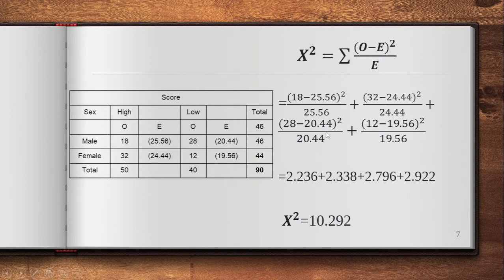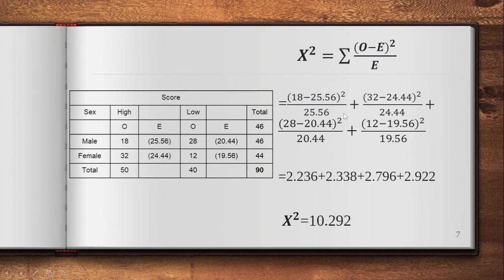Ito po yung male. 32 minus 24, ito po siya, 24.44 squared all over 24.44 plus 28 minus 20.44 is to 2 all over 20.44 plus 12 minus 19.56 squared all over 19.56. So 18 minus 25.56 squared all over 25 is equal to 2.236 plus ito po, i-compute po natin to the same process.